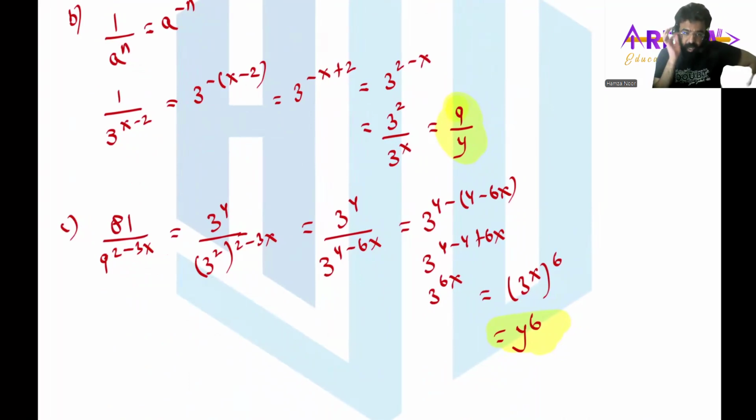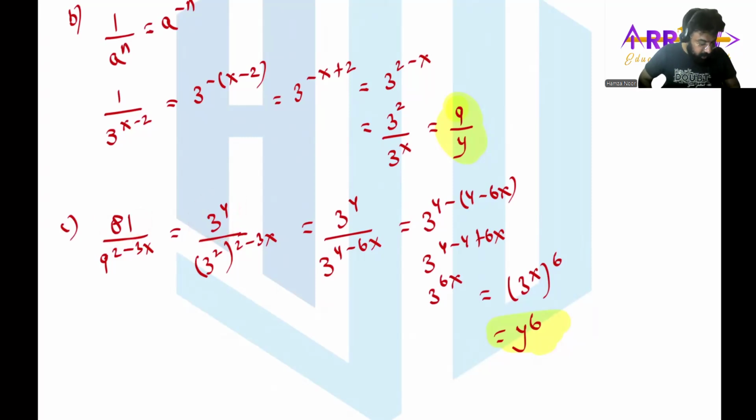So keep your eyes open and brain focused towards the scenario given in the question, the requirement given in the question, and the information which is given to you in the question. So read the question very carefully again and again. That's basically the thing. So in place of 81, I wrote 3 raised to the power of 4 instead of 9 square.